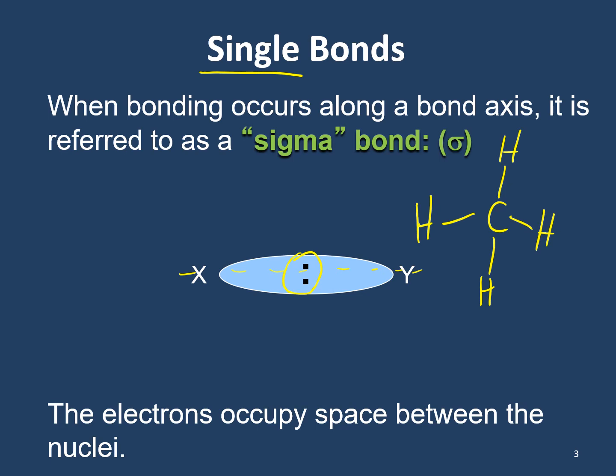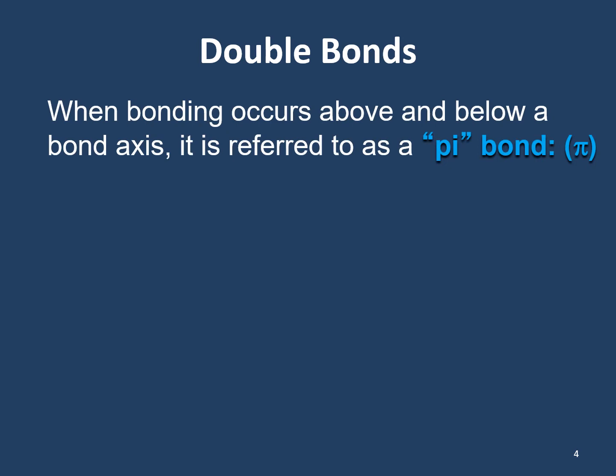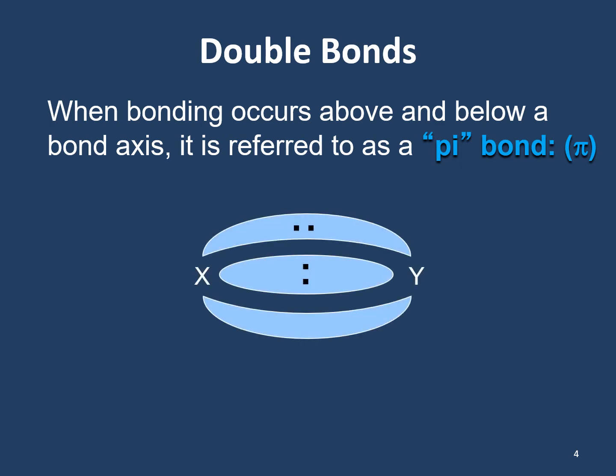Let's talk about double bonds or triple bonds. When we have multiple bonds present, like a double or a triple bond, one of those bonds is always a sigma bond. All other bonds in that structure are considered pi bonds. So if you look at this example here, here's our internuclear axis. This overlap here is our sigma bond.